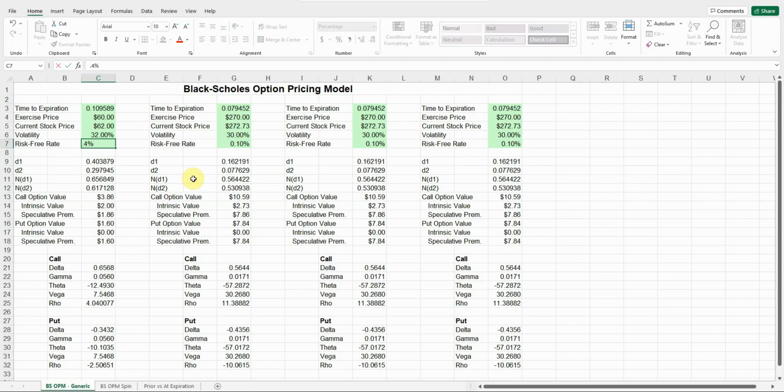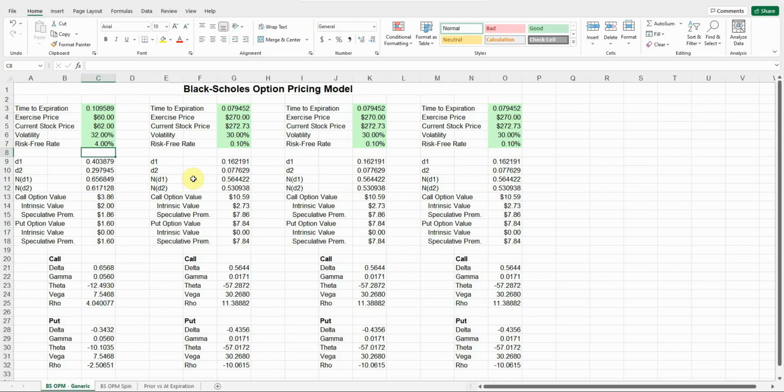It will automatically convert those to percent, but 0.4% would change it to 0.4%. Our example is 4%, so I'm going to click that. Again, the risk-free rate, where do you get that? Best measure is probably the Treasury bill rate between now and the time to expiration.